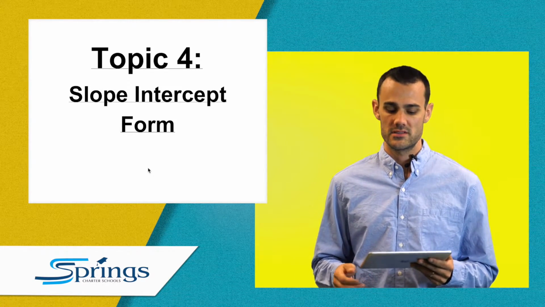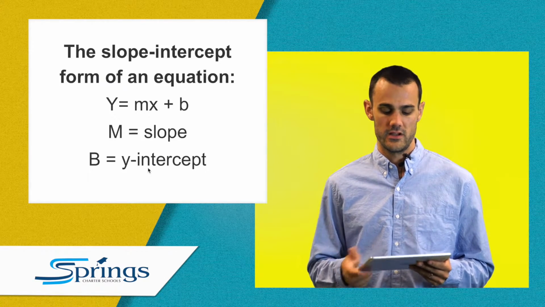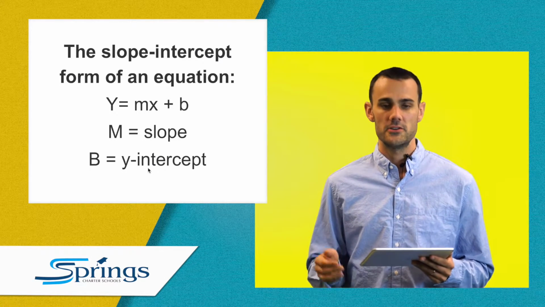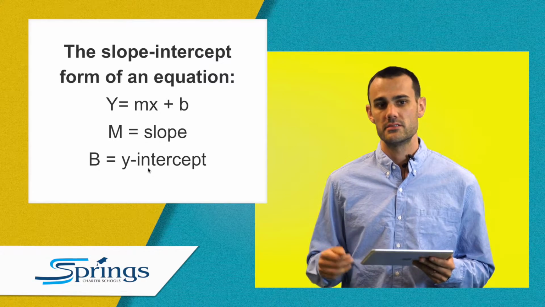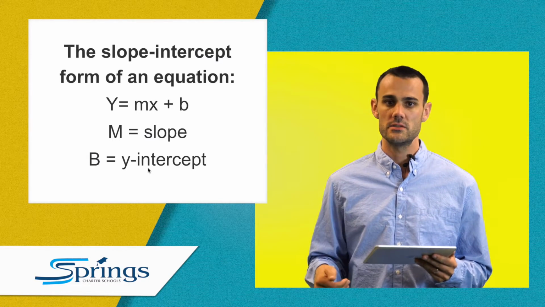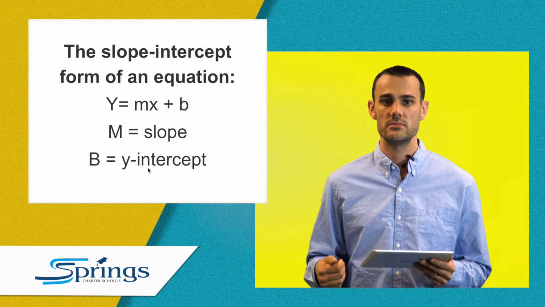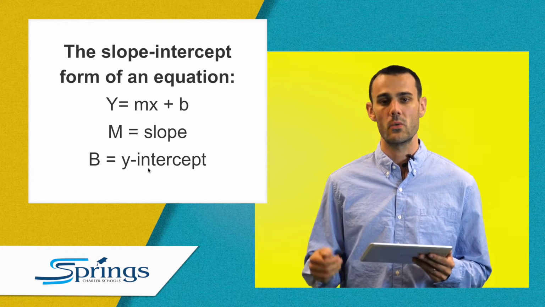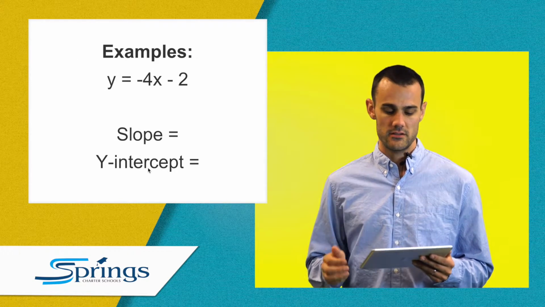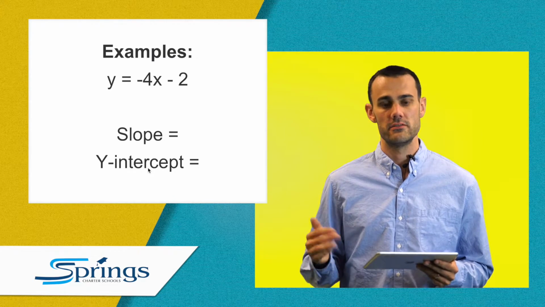The next topic we talked about was slope-intercept form. This is pretty basic. Basically, you have the formula y equals mx plus b. M is always going to be your slope, and b is always going to be where that line crosses the y-axis, or your y-intercept. Now here are a few examples we're going to do together as a review.